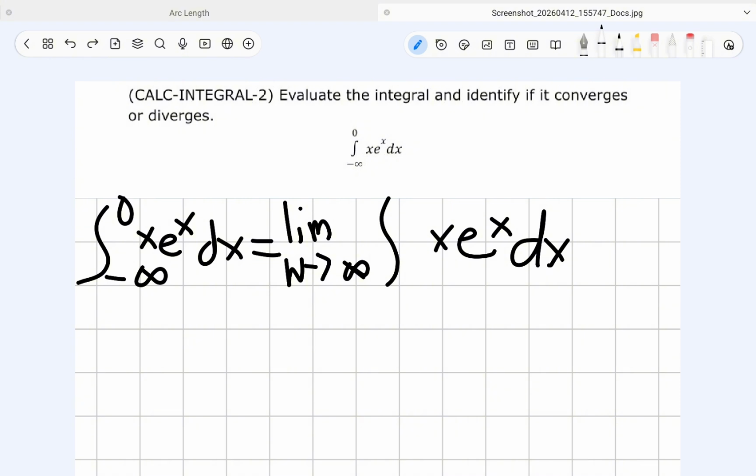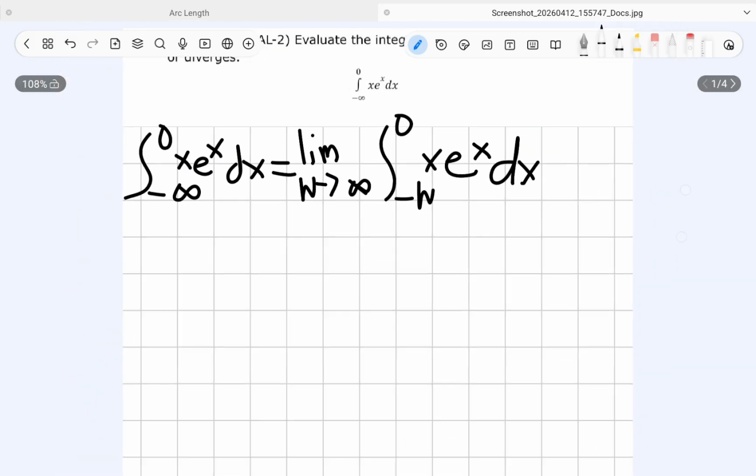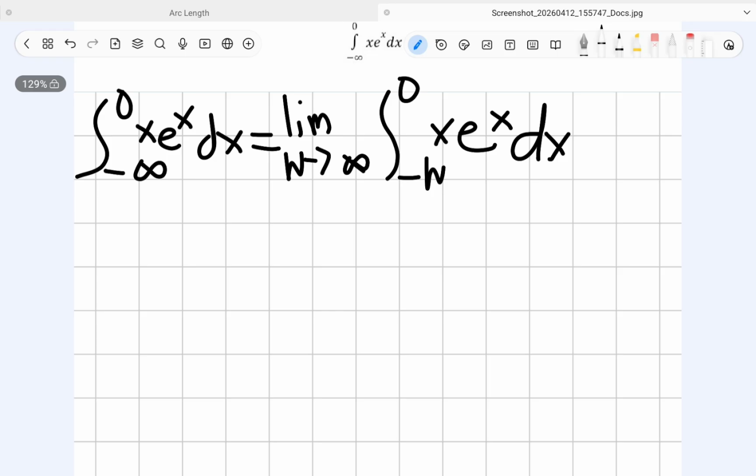And we're going to substitute negative infinity with w. So it's now negative w. And 0 is still 0 as just a regular bound. Okay, now that we have that, we can now solve the integral.